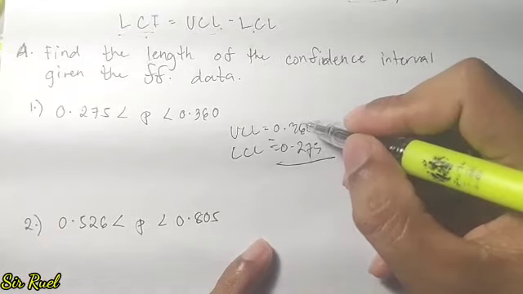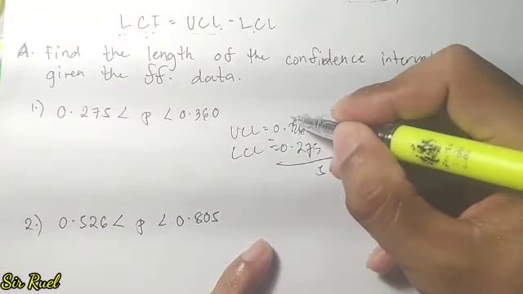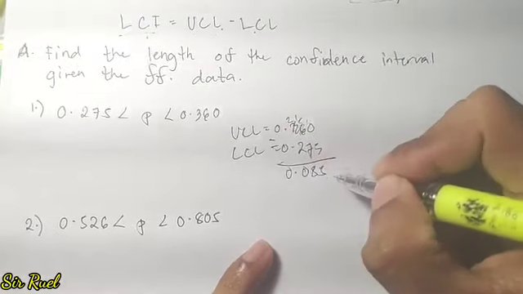Okay? So, 10 minus 5 is 5. Okay? So 15 minus 7 is 8. So 2 minus 2 is 0. So yung sagot natin is 0.085.